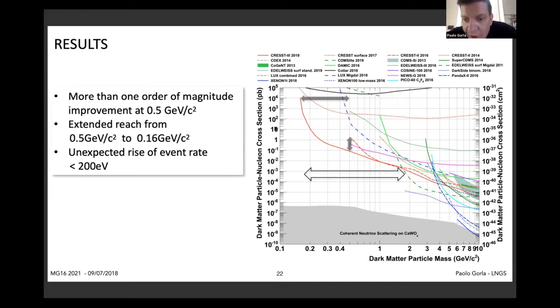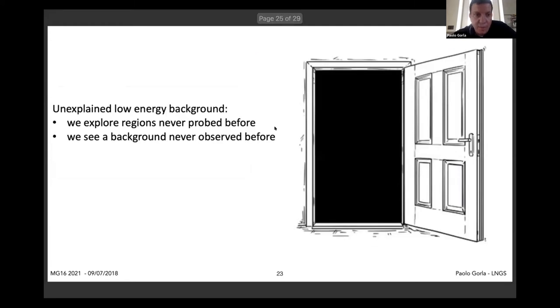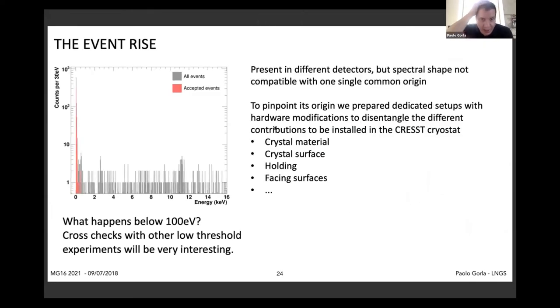And of course, we have a leading sensitivity in this energy region, but we face the fact that this result is limited by the rise of events, of counts, in the very low energy region, below 100 or 200 electron volts. So basically, we started exploring a region where we have never been before, and we see a background that was never observed before. So we are entering that room, and we don't know what's on the other side. And this is how the event rise looks like. So the analysis of this phenomenon shows that the energy rise, even though it's observed in different detectors, has different shapes in different detectors and starts at different energies. So basically, this excludes a common origin of this rise in the different detectors.